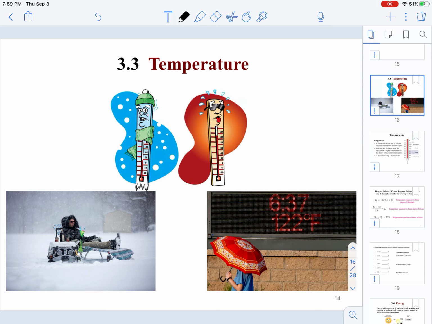We can see the person with the jacket. We can see the person with the snow boots. In the picture on the right, we can see a picture of a place that even though it is 6:37 in the morning, it is already 122 degrees Fahrenheit, which is really hot.